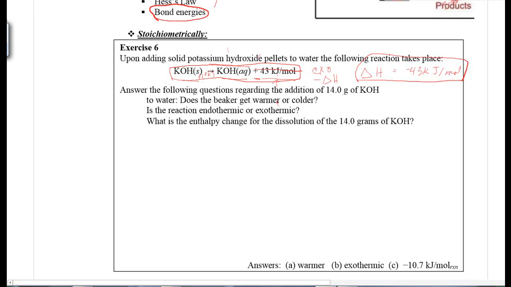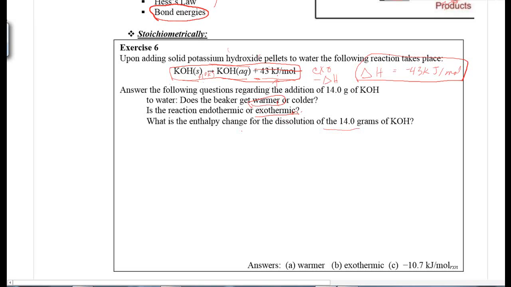So what happens to the beaker? Well, it's getting warmer, right? Exothermic reaction is going to make that beaker feel warmer. The heat is leaving, goes onto my hand, and I say, ouch, right? So if it's leaving the system, or if energy is a product, it is going to be exothermic. Okay, and then we want to know what is the enthalpy change for doing this with 14 grams. Okay, so this is where stoich comes in.